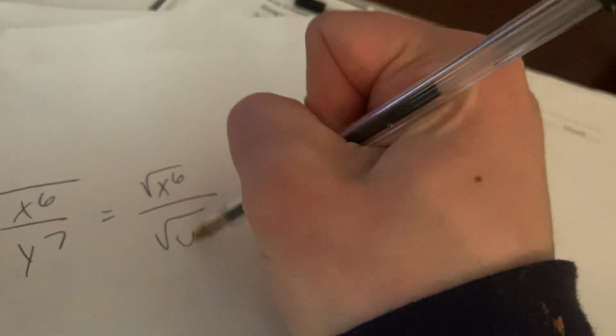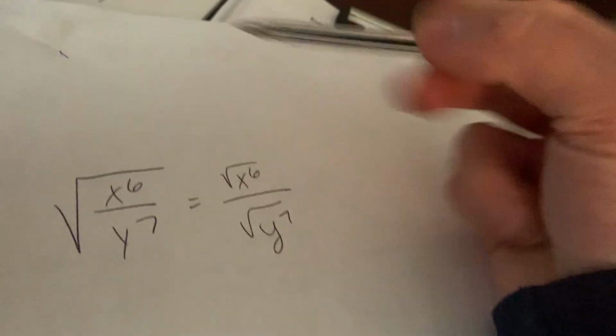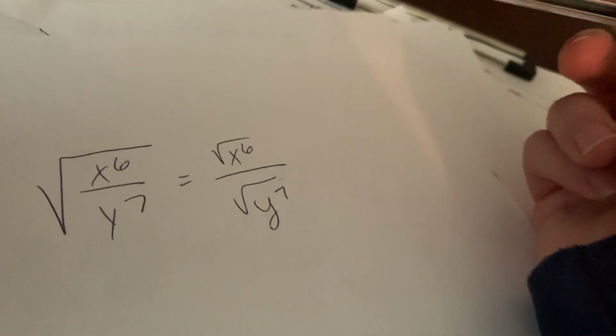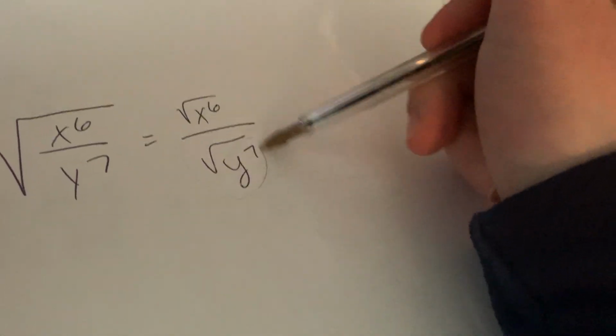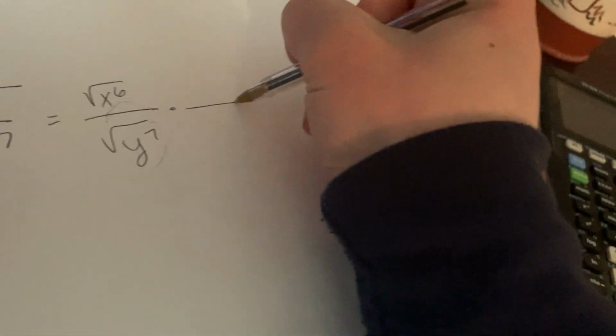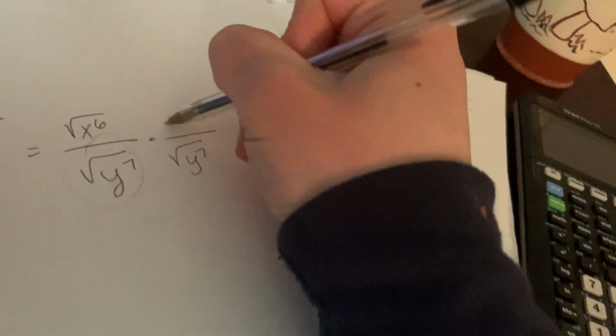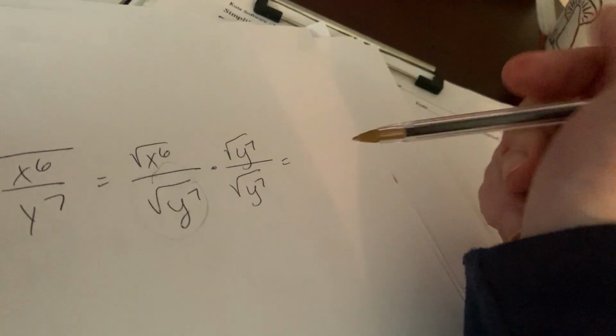So the first one is just like geometry in Algebra 1. It's saying the square root of x to the 6 over y to the 7th is this. You can separate them. Now, I'm not going to break it down just yet because I don't want this square root. So to get rid of a square root, you multiply the top and the bottom by the same square root, rationalizing the denominator. We've done this a ton in our class.